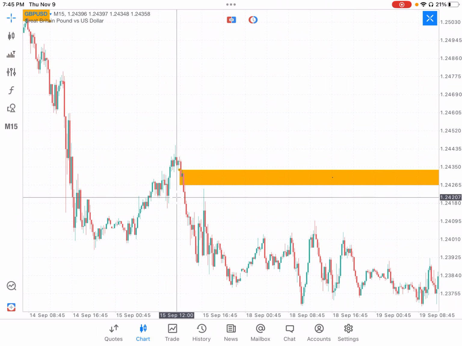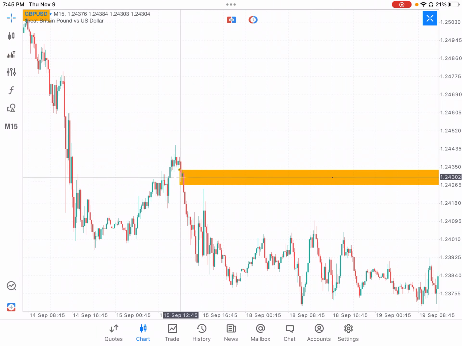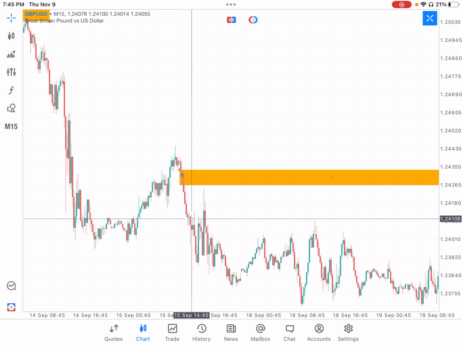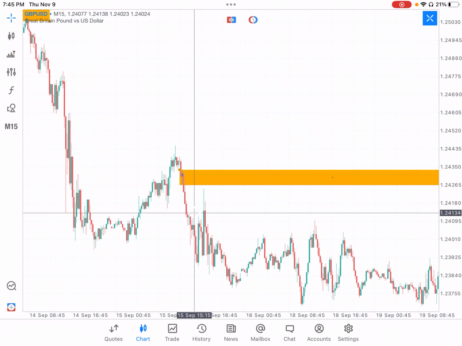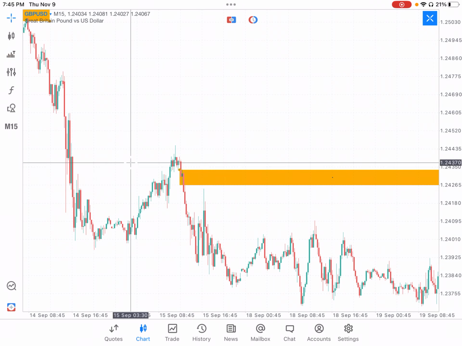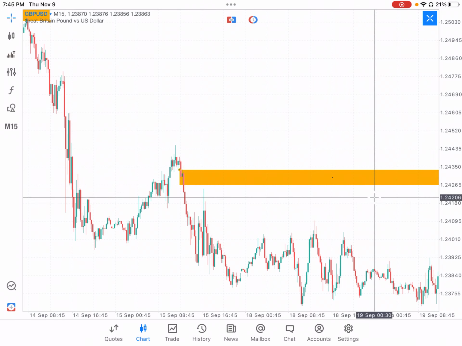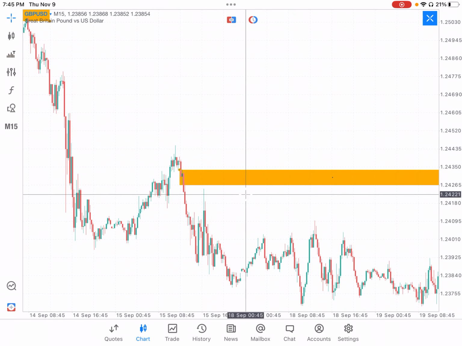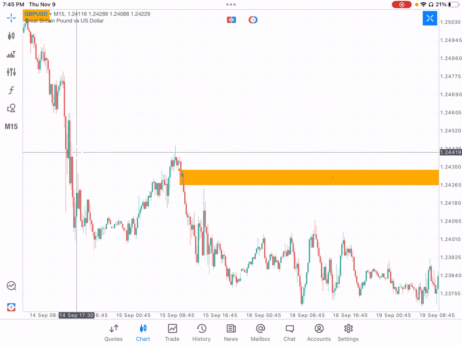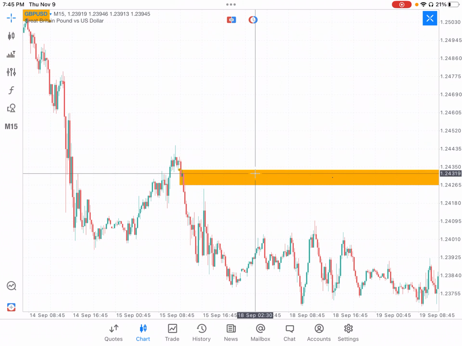As long as the wicks up and down are not touching each other, have it in mind that there is a gap there. Are you getting me? There is a gap here. So maybe in the future, price will retrace back to that area and fill up that gap. So that gap is what is called fair value gap.